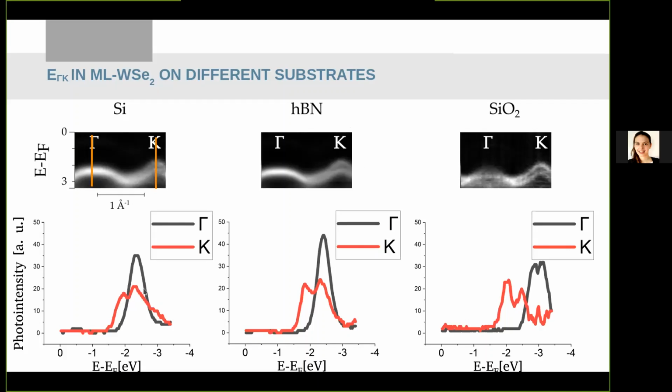Now we compare these cuts, these energy distribution curves, for the different substrates, and what we see is that while the K split band, the bands at K, remain roughly the same, the band at gamma actually moves on the different substrates to different positions. So that makes it so that this energy difference, E gamma K, actually changes from 400 to 500 to then 700 millielectron volts going over the different substrates. And we looked at possible mechanisms why this could actually be.